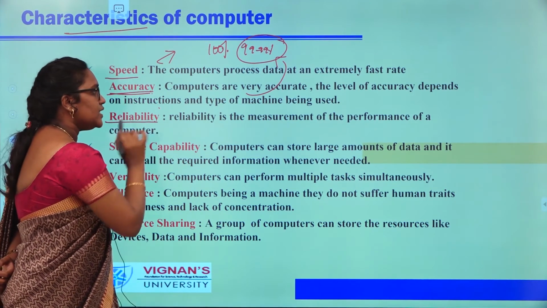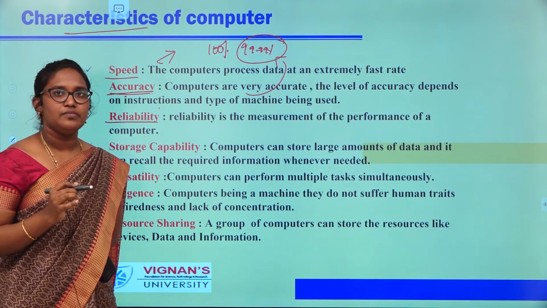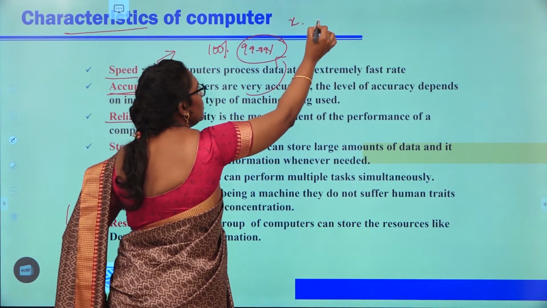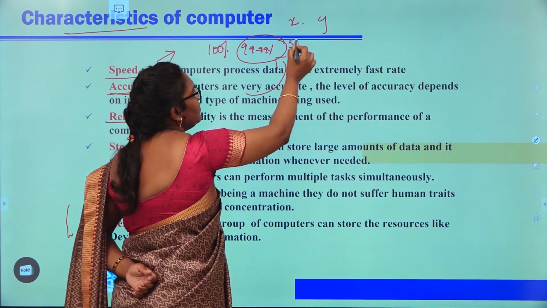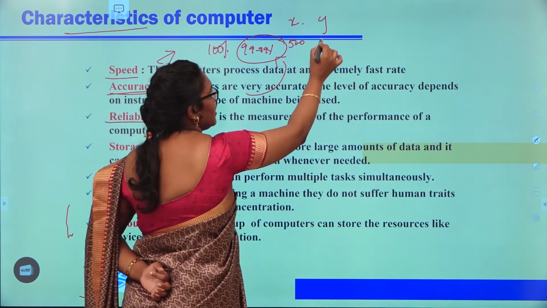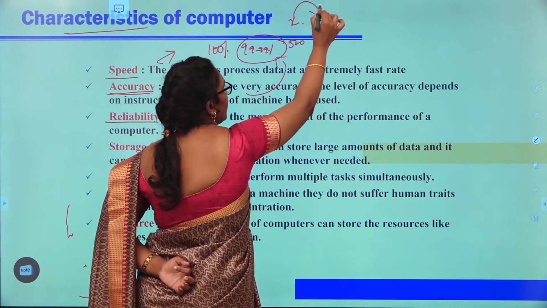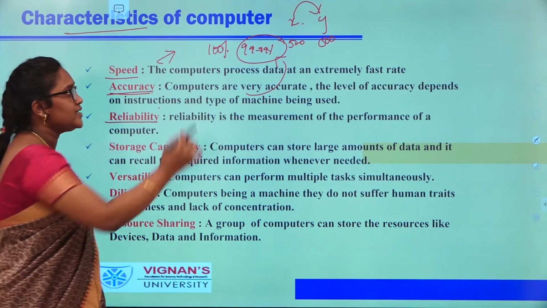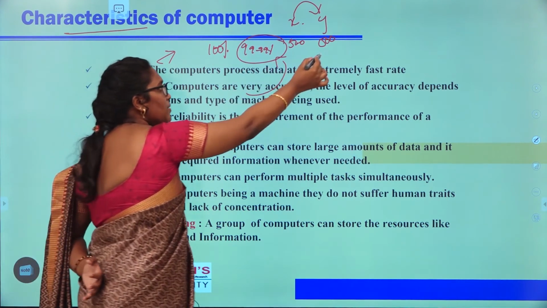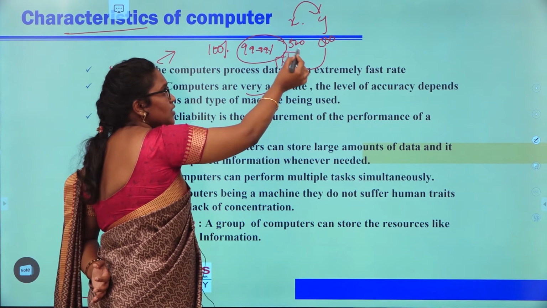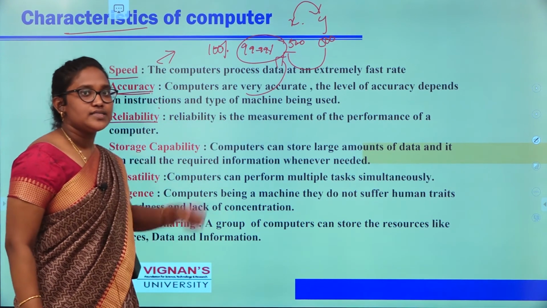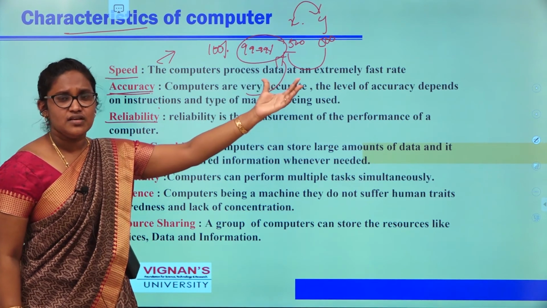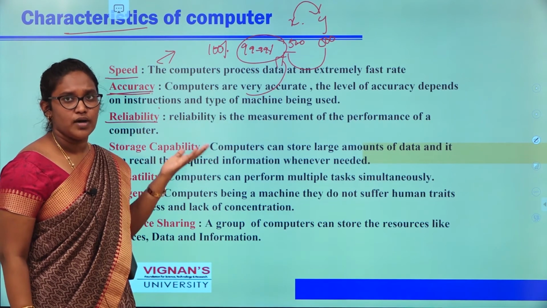Next one, reliability. What is the meaning of reliability? For example, consider two persons, X and Y. X gives 500 rupees to Y. When Y returns the 500 rupees to X, then we say that X is reliable on Y. That means X is trusting that Y will give back the money to us.